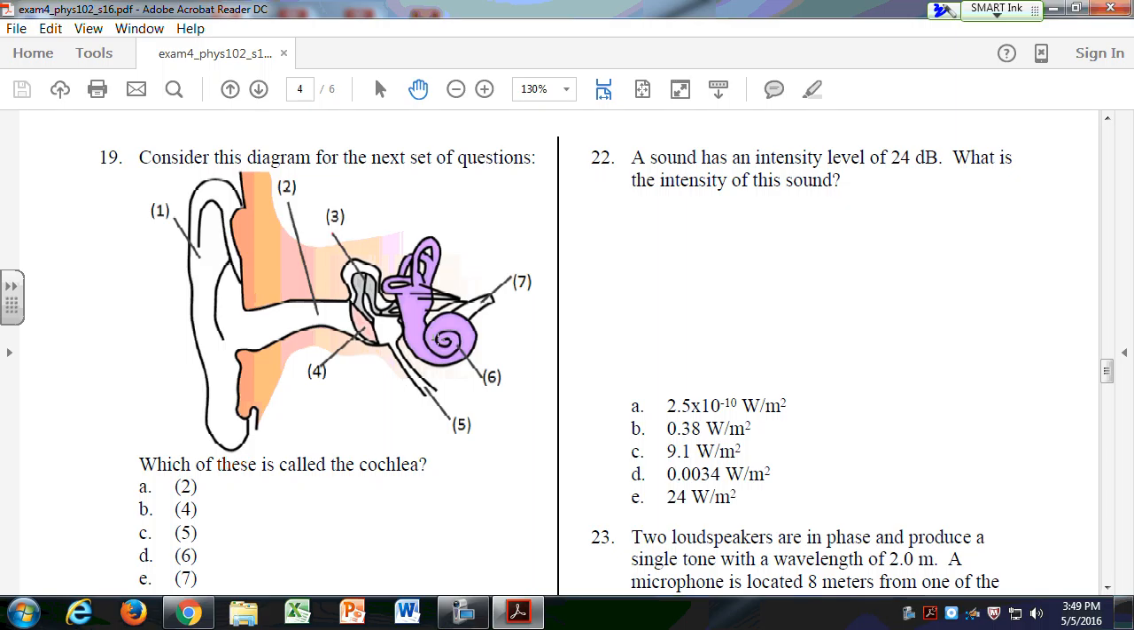The auricle, ear canal, tympanic membrane, the ossicles, the bones, the cochlea, the auditory nerve. I think most of you probably know this. If you don't, you need to know. Well, you're culinary, but everybody else needs to know it. You don't need to know the parts of the ear. Okay?